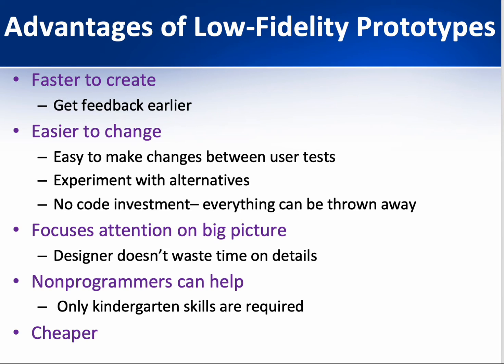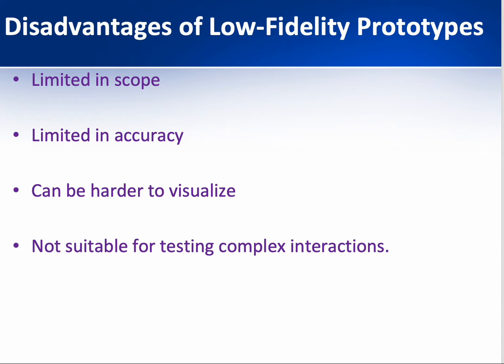So what are the disadvantages? Well, they're limited in scope. You're not going to have everything in there. They're limited in accuracy. It's not going to be as accurate. It's harder to visualize since it's not going to be perfect. And so it's not going to be suitable for testing complex interactions. It's good to do earlier, make sure everyone's on the same page, but it's not going to be as realistic as it could be.